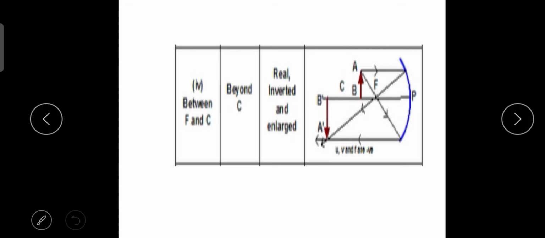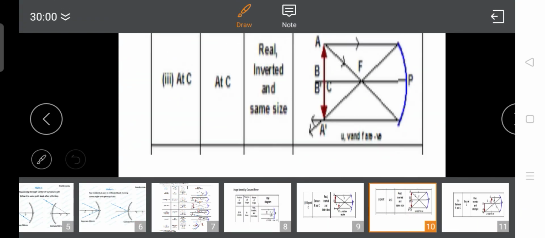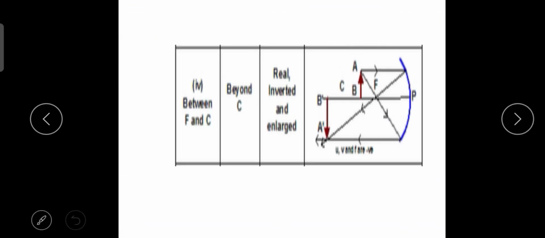Here, the fourth one, we are going to place the object between F and C. F means principal focus and C means center of curvature. We are going to place it in between the center of curvature and the principal focus. You can see this is the object. We are going to place the object in between C and F. So let us see what will happen.